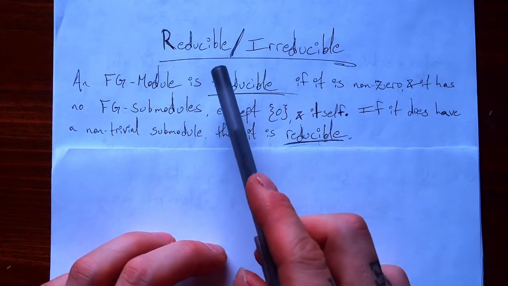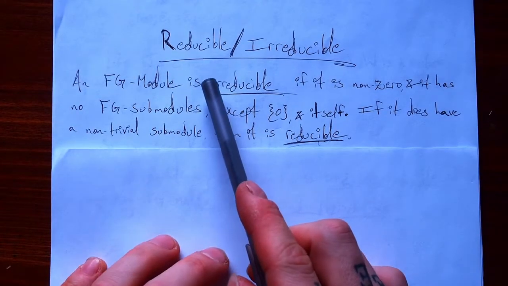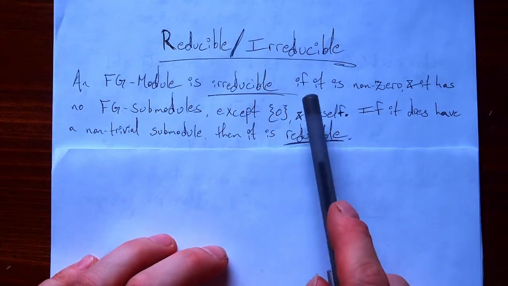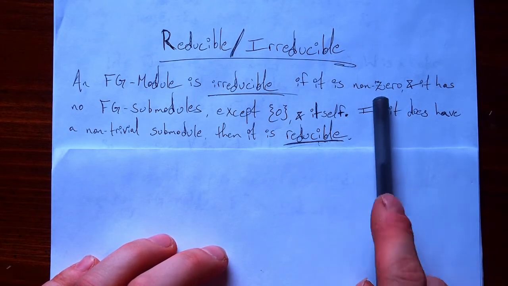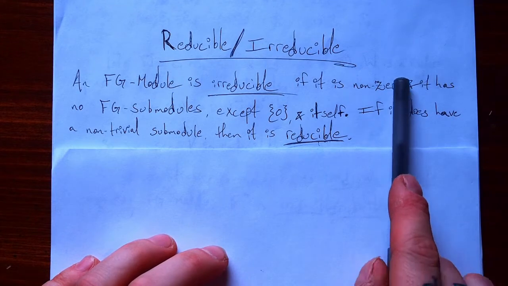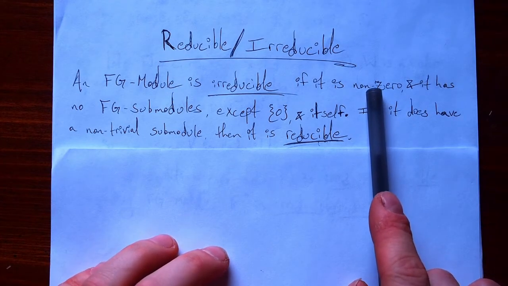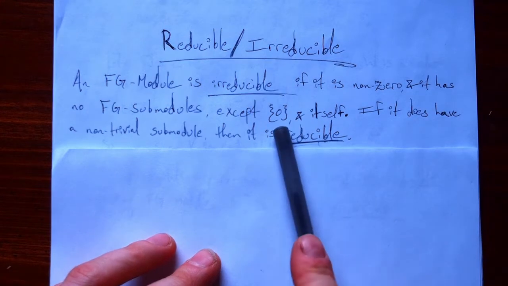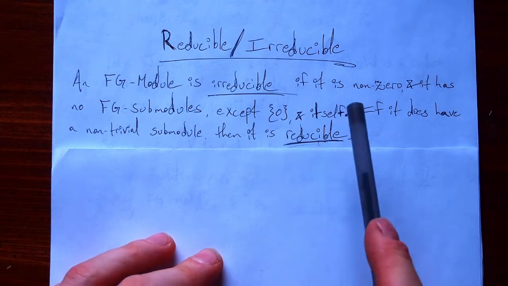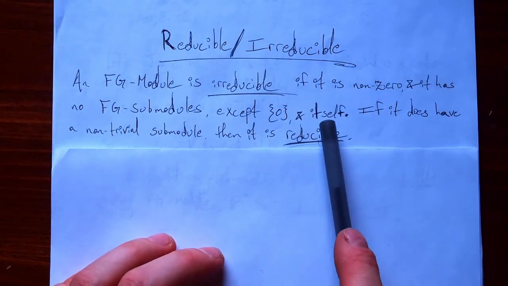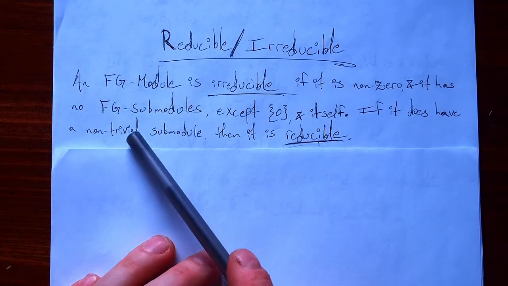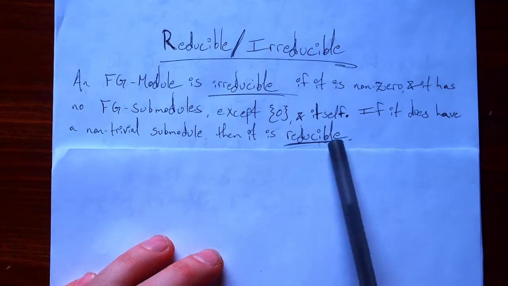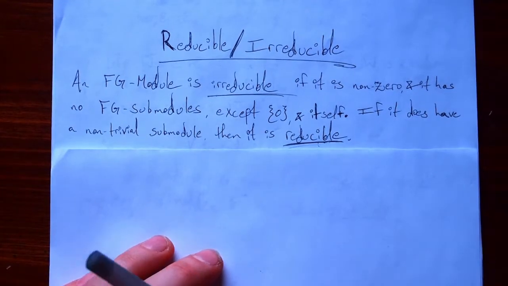So now we can get into what it means for an FG module to be reducible or irreducible. We say an FG module is irreducible if it is non-zero, it has more vectors in it than just the zero vector, it's an interesting vector space, and it has no FG submodules except for the zero FG submodule and itself. And we'll come back to these in an example later. If it does have a non-trivial submodule, these guys being the trivial submodules, then we say it is reducible. And we'll see why that is in just a second.